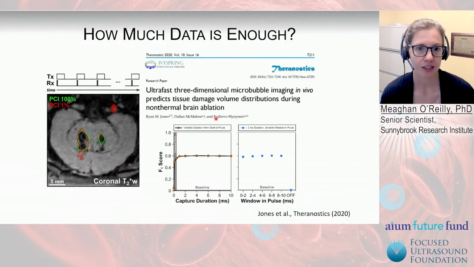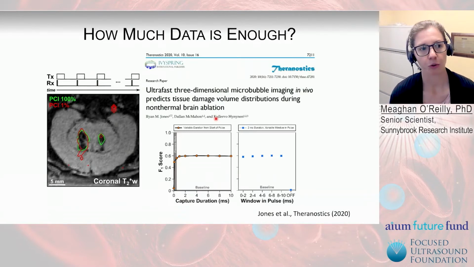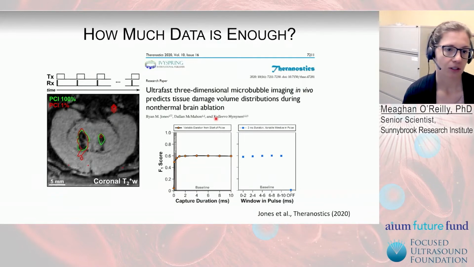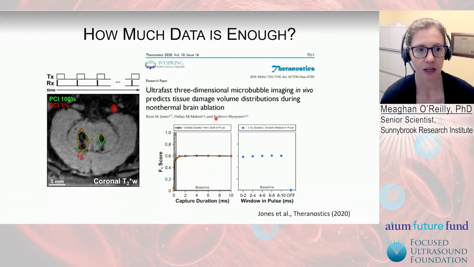So another challenge, and this is really not specific to skull, but I think a challenge that the field faces in general, is understanding how much data is enough. How much do we actually have to capture in order to accurately represent the treatment? This is an issue because there are, of course, limitations in hardware in terms of buffer sizes, transfer rates, et cetera. And so that can limit how much data we can actually capture on receive.